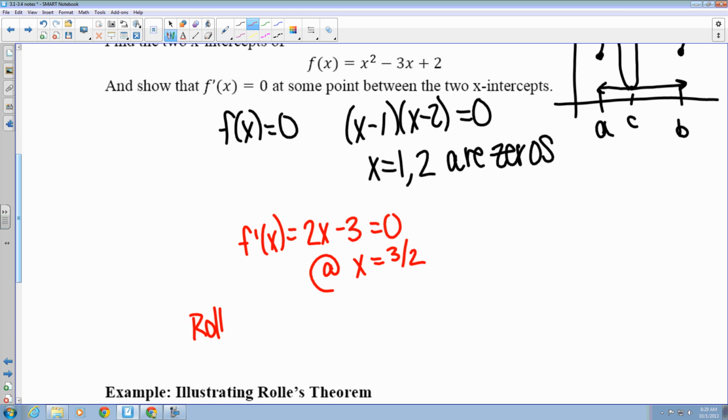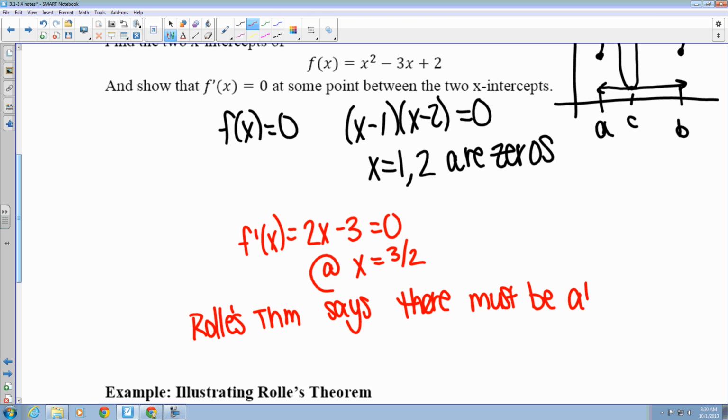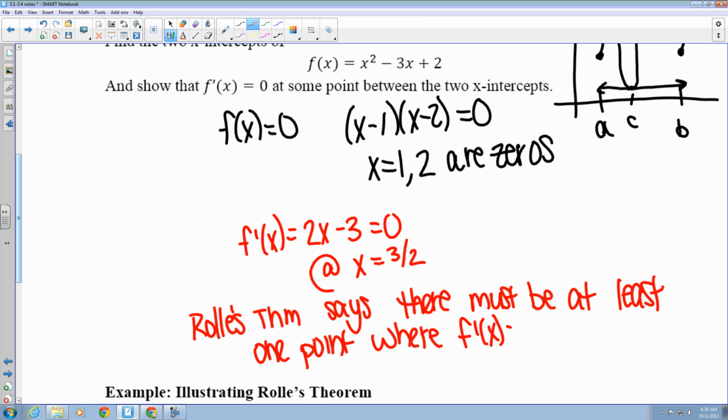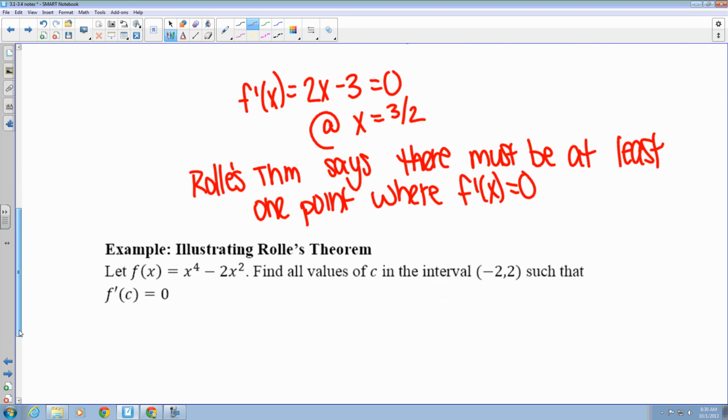So Rolle's theorem says there must be at least one point where f prime of x equals 0, which there is. We just showed that it was 3/2, which is in fact in between 1 and 2. That's kind of neat.